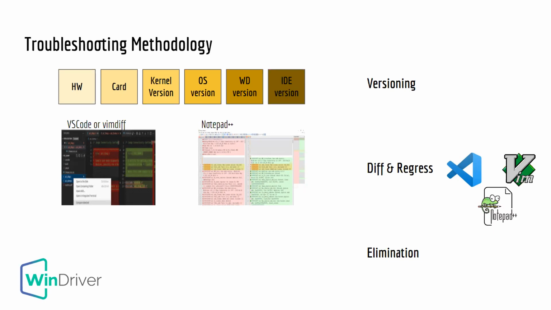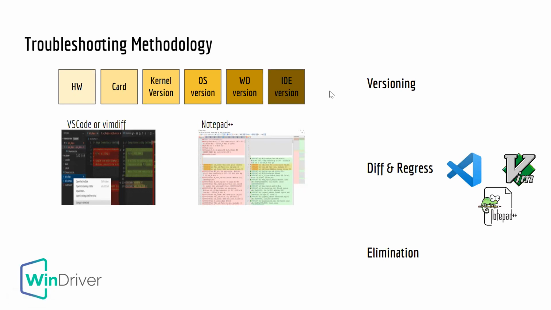So what we recommend is versioning: check things on different kernel versions, operating systems, and WinDriver versions, and find something that works. And when things break, compare them. This is the second part of the methodology: diff and regress. I believe you're familiar with diff. We recommend working with Notepad++ on Windows. If you're on Linux, we recommend using VS Code or vimdiff, which is a command in the Vim editor.